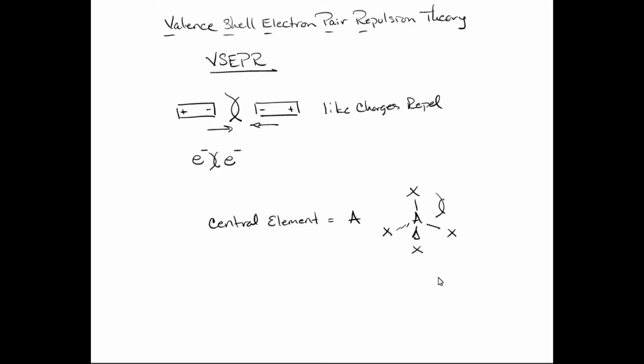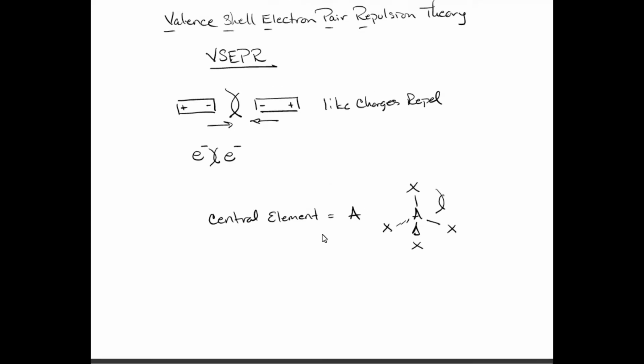So I want to talk about the shapes of molecules. And in order to talk about the shapes of molecules, they use a theory. It's abbreviated as VSEPR, which is an acronym for valence shell electron pair repulsion theory. And so the basic idea is like charges repel. So if I have two electrons that have negative charges, they will repel from each other.